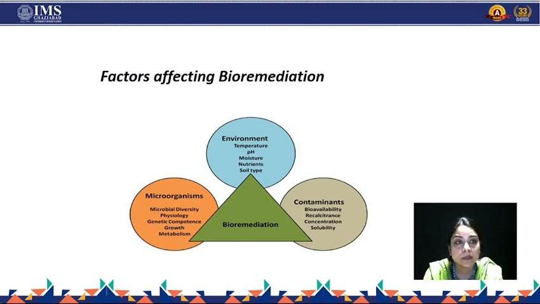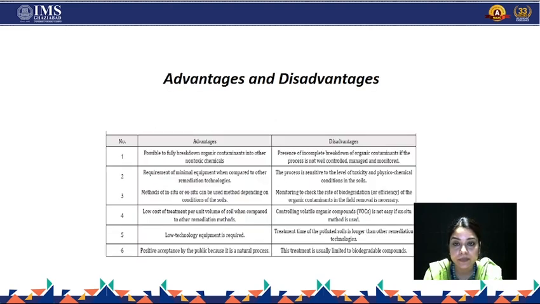Similarly, if we are talking about the environment, different factors like the temperature play a very important role. The pH is also one of the factors which regulate the bioremediation technique. The moisture content and the soil type also matter, because microbial growth depends on these factors. Similarly, the type of contaminants: the bioavailability, the type of the pollutant, whether it is recalcitrant, the concentration, and the solubility. These are the important factors which regulate the bioremediation techniques.